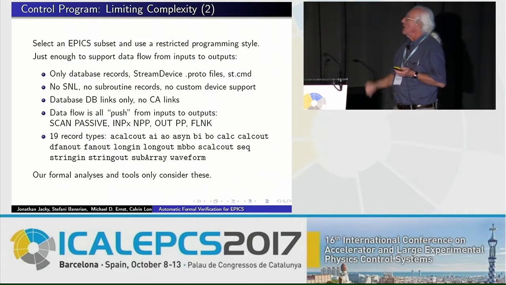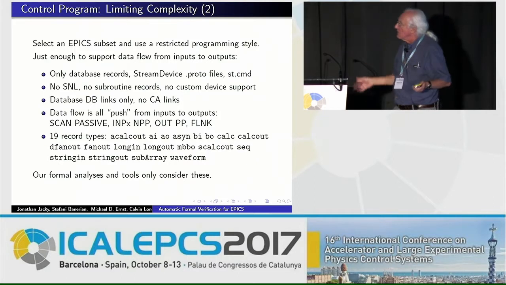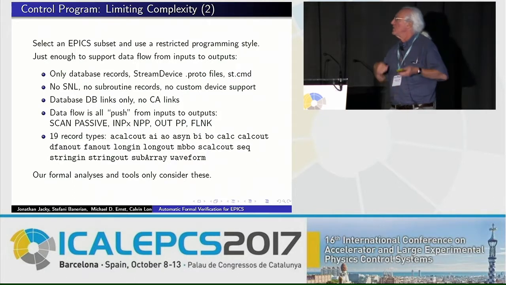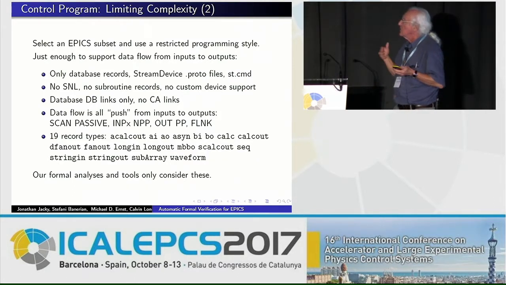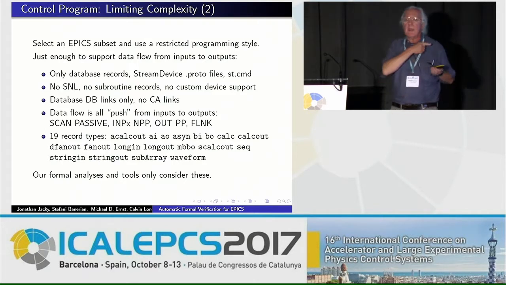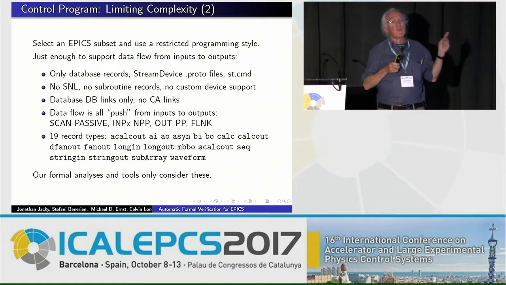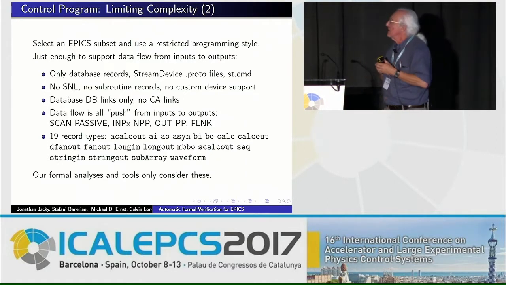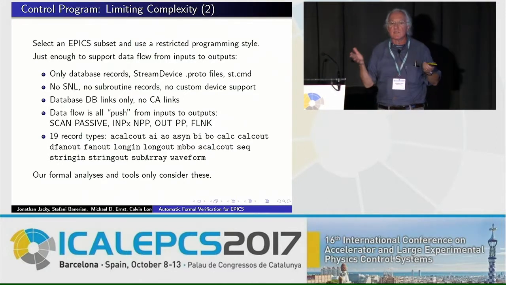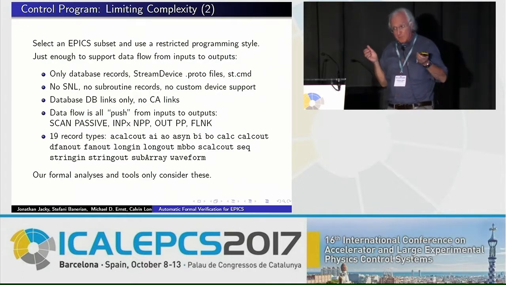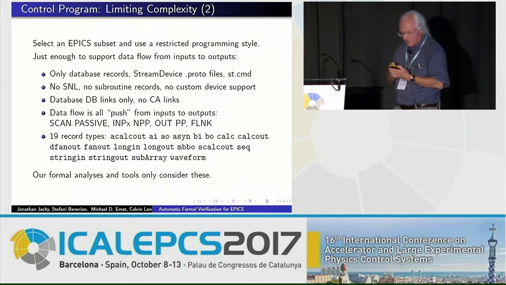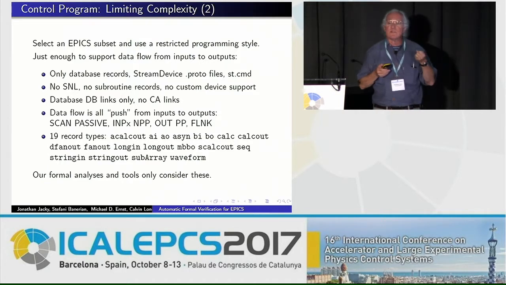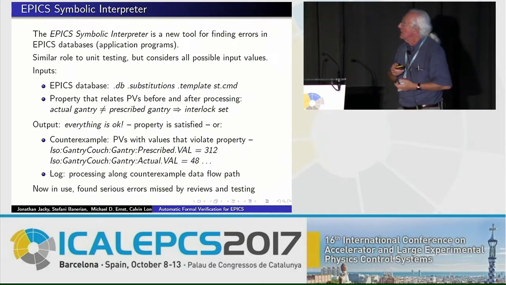We only use database records, nothing else: no state machine language, no subroutine records, no custom device support. The database only uses DB links, no CA links, and all the data flow is forward from inputs to outputs using all those attributes. We also use just a subset of all the available EPICS record types. And so our formal analyses and tools need only consider this.